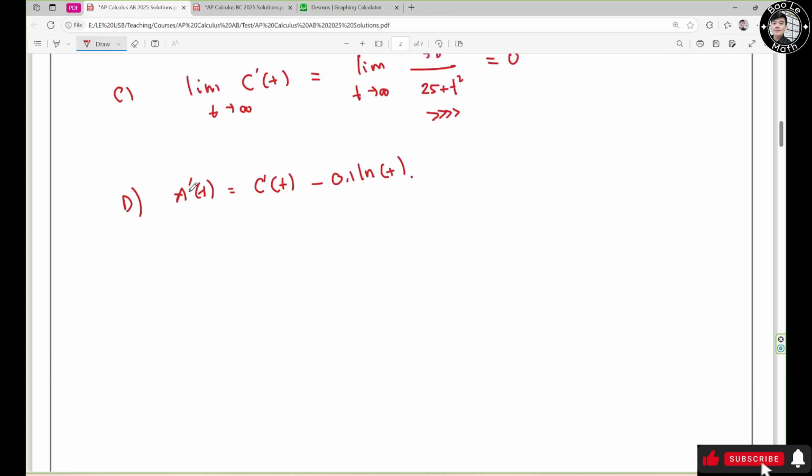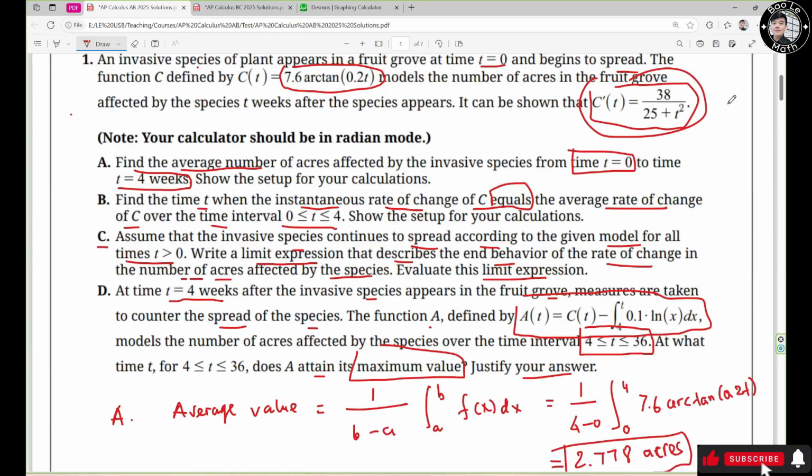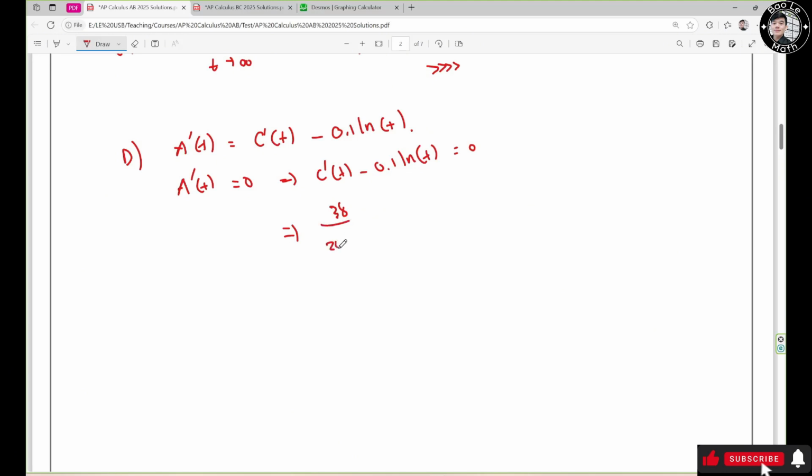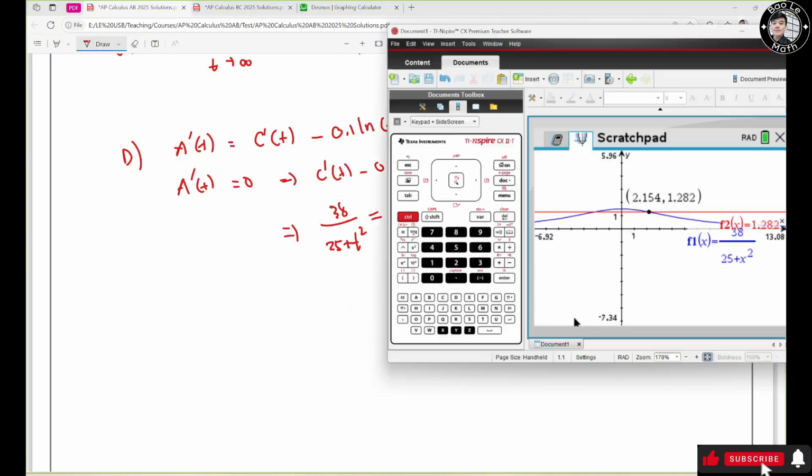Alright, now you're going to let A prime of t equal 0, which is the same thing as c prime of t minus 0.1 natural log of t equals 0. Now c prime of t is given right here: 38 over 25 plus t squared minus 0.1 natural log of t equals 0. Now I'm going to add 0.1 times natural log of t to both sides. Alright, now I'm going to put this one on the calculator.